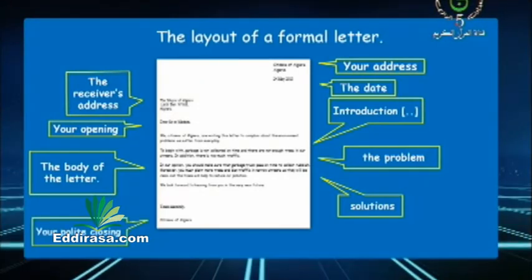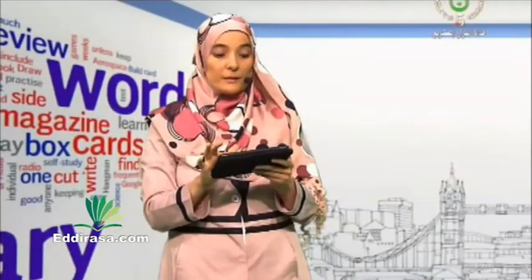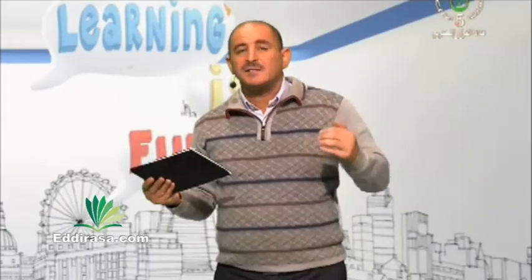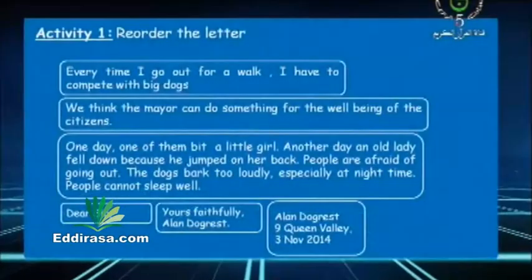Here is the layout of the letter, and this is exactly what you are supposed to produce when you write a letter of complaint. So, the next activity, Mr. Zian, we will practice the layout of a letter of complaint. So, we are going to do it together. What you are going to do is the following. You are going to reorder the different parts of the letter to get a correct letter of complaint. So let's read together the different parts. So the activity is reorder the letter.